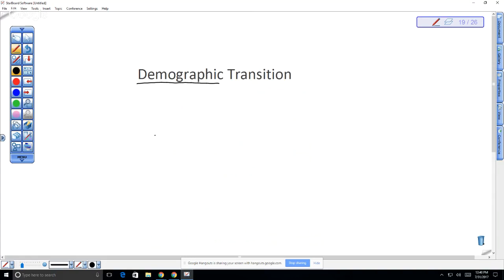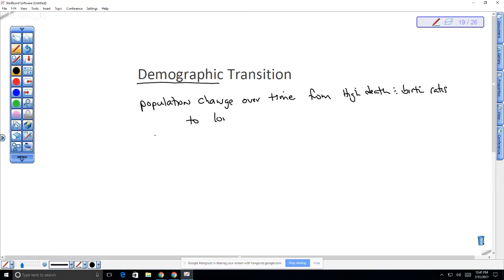So this is population change over time. So the transition from high death and birth rates to low death and birth rates.